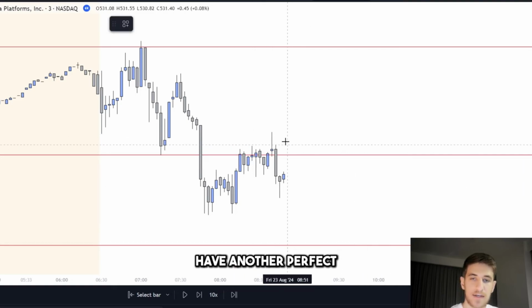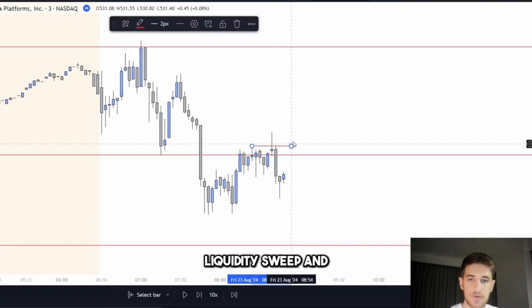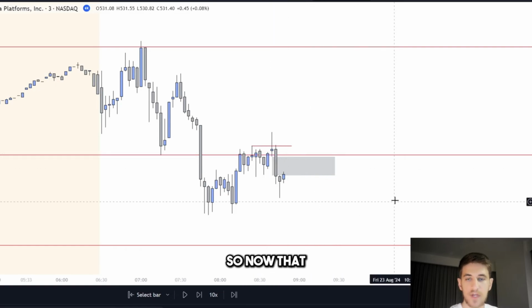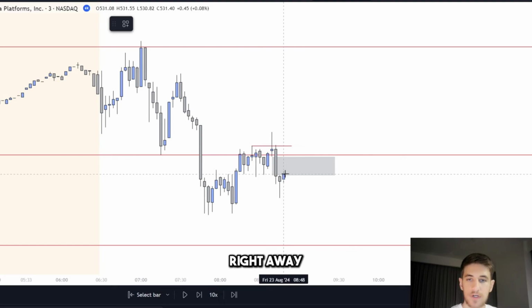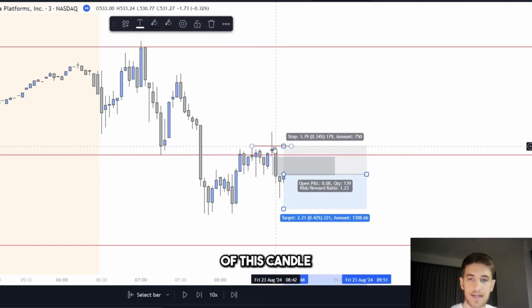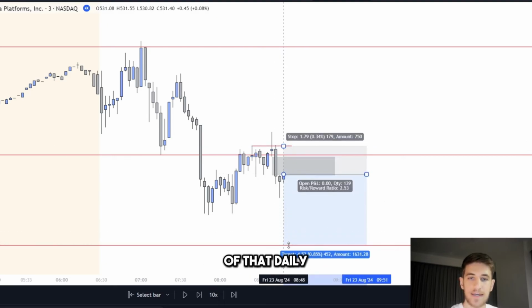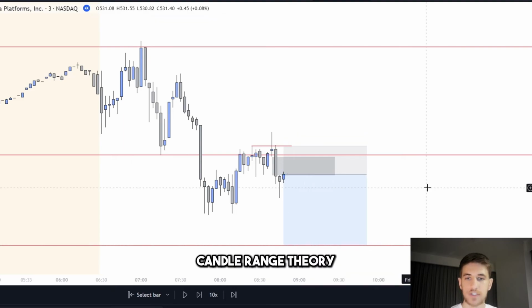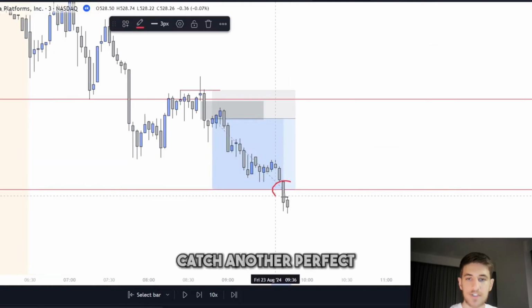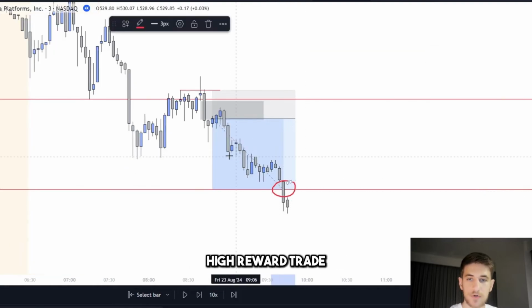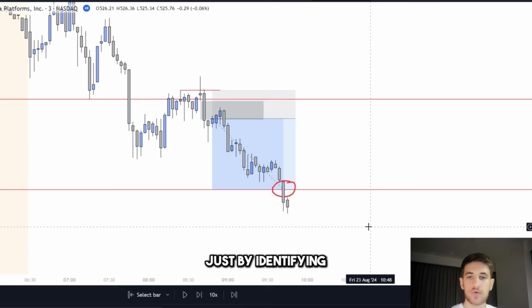Right here we have another perfect setup, which is a liquidity sweep and a fair value gap like this one right here. So now that the lower time frame has a very nice entry model, we're going to hop in that trade right away. So our stop loss will go above the high of this candle, and we're going to target the low of that daily candle that we used for finding our candle range theory. So now let's play this setup out and take a look at exactly what happens. So again, we catch another perfect low risk, high reward trade just by identifying our candle range theory levels.